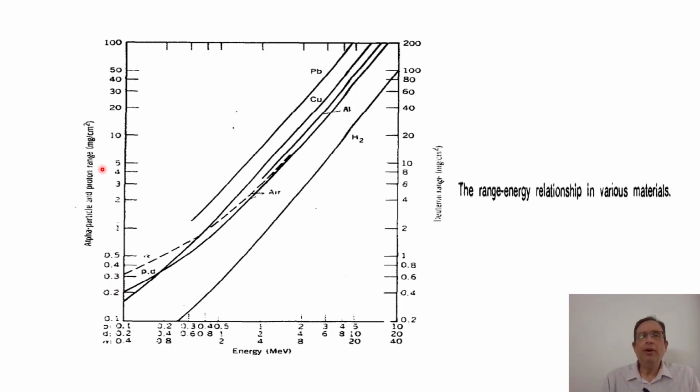And why is it plotted in these particular units? Because dE by dx, which is the stopping power, would not have units of mg per centimeter square, but you multiply it by density to normalize it. So if you multiply dE by dx by density, then the units become mg per centimeter square, and then you normalize the data.